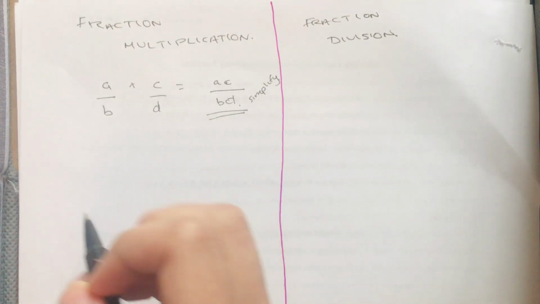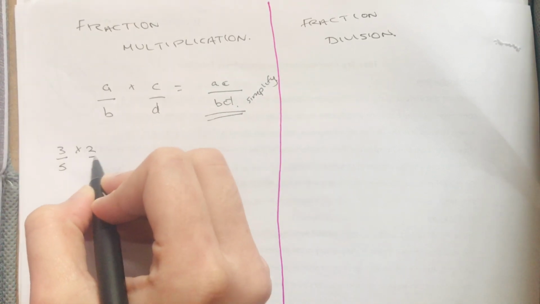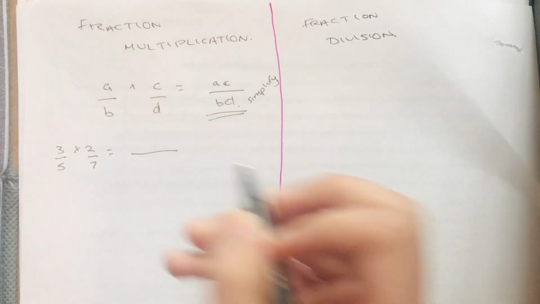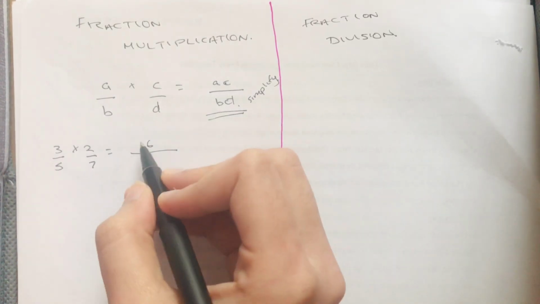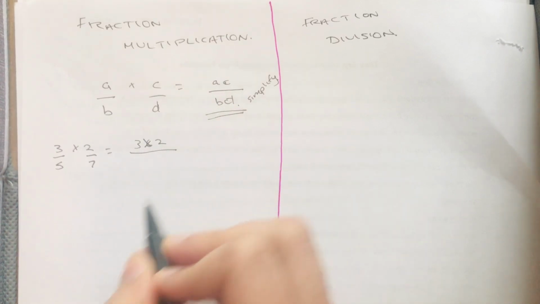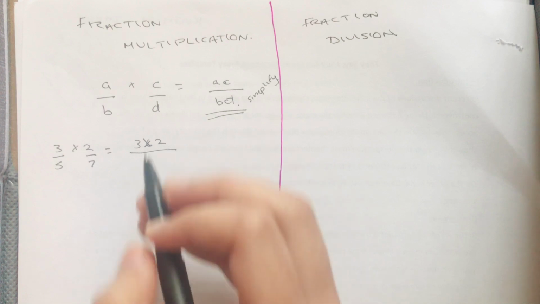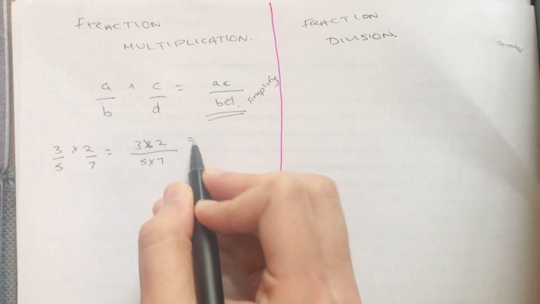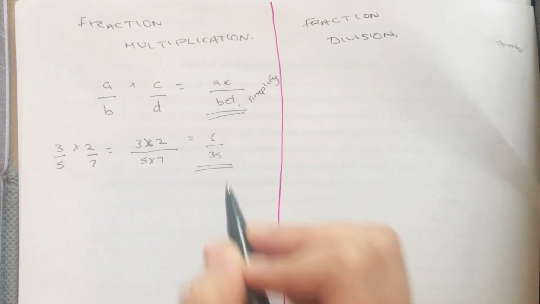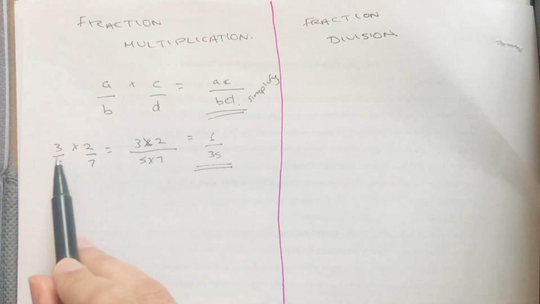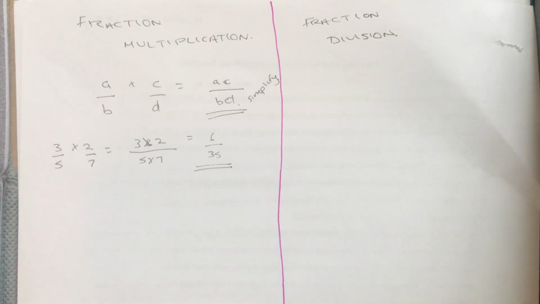Okay, our first one is 3 over 5 multiplied by 2 over 7. So you multiply the numerators. 3 times 2 is 6. Let's write it like this first. So 3 times 2, and then you put the over sign, and then you multiply the denominators, 5 times 7. So 3 times 2 is 6, 5 times 7 is 35. So that's your answer. Isn't that easy? You multiply the numerators, you multiply the denominators, and leave that as the denominator.